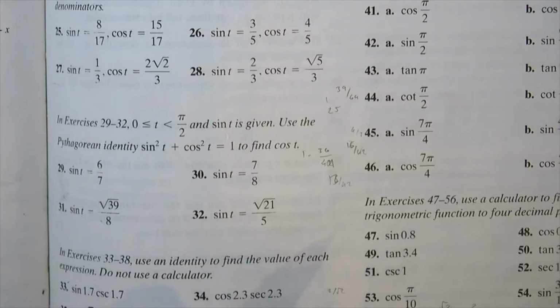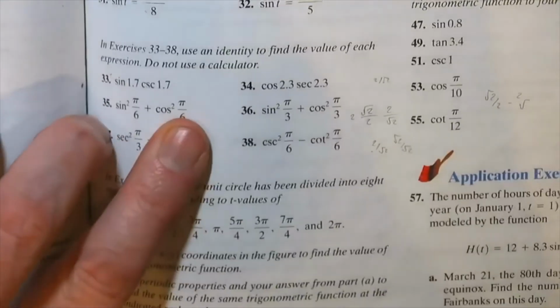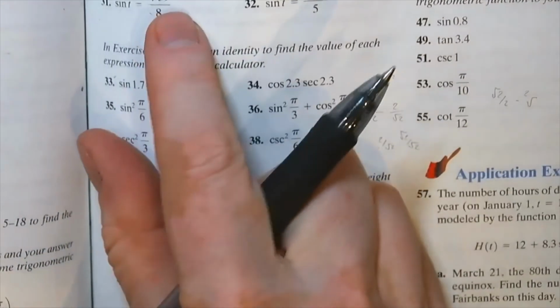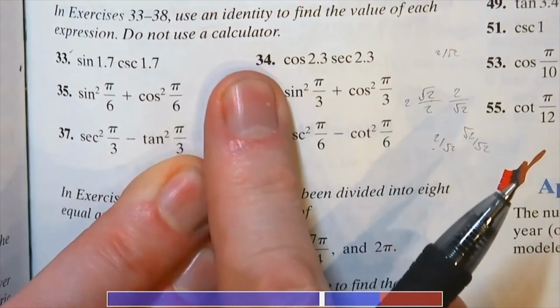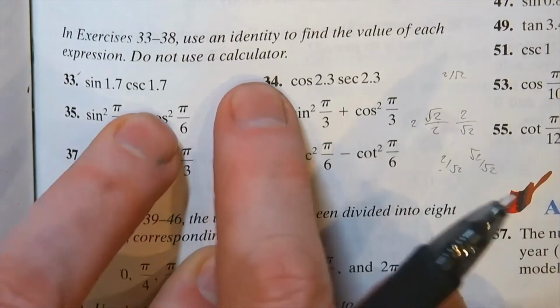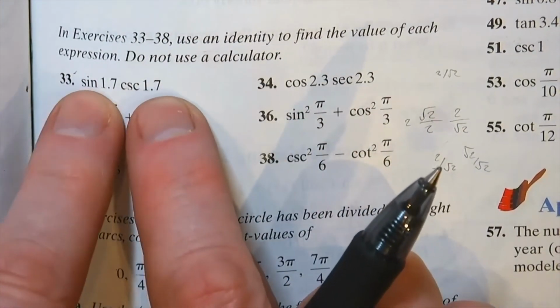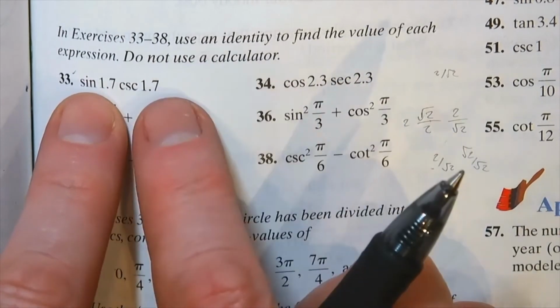And so that's what some of these questions are. Okay, well, what's this here? And this one, use an identity to find the value. Do not use a calculator. Okay, what am I supposed to do here? Well, don't use a calculator.